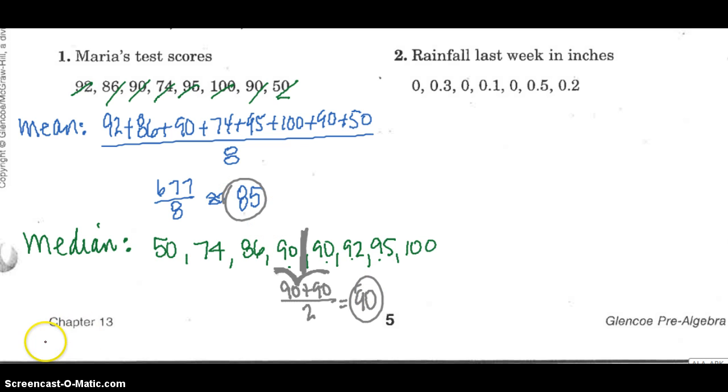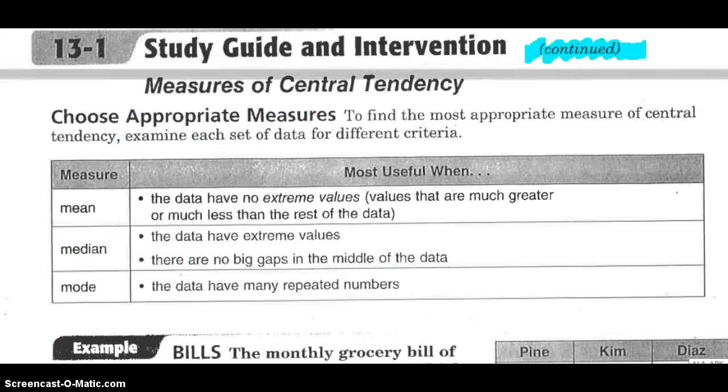So let's see what we get for the mode. I do not need to list them again because I've just listed them, and mode is the number that occurs most often, which again is 90 because it occurs twice. So the median and the mode are both 90. So I want you to try number 2 on your own for tomorrow, and after you do that, flip over to the next page.